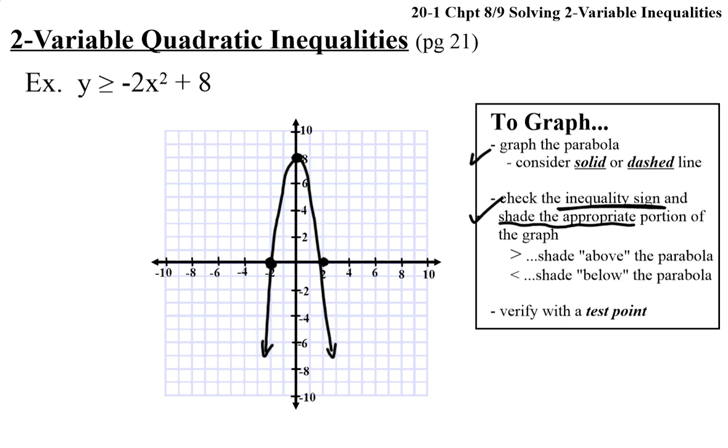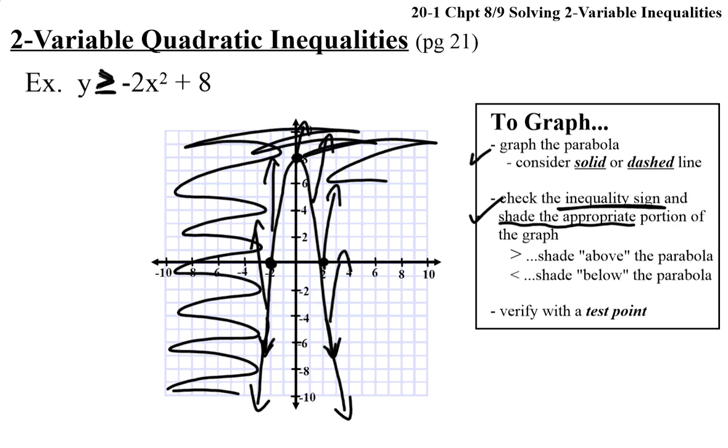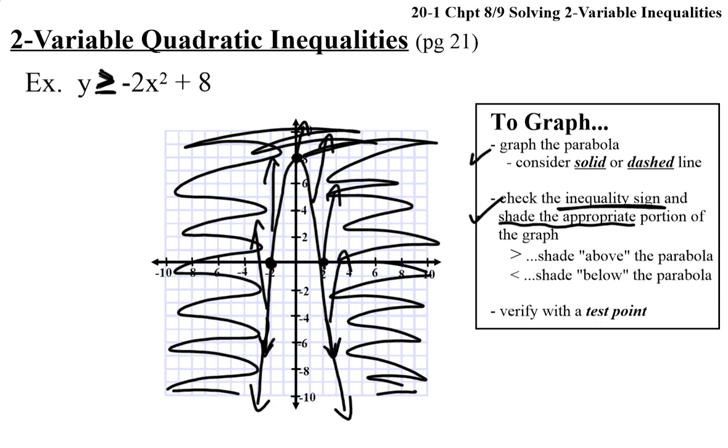Step 2. We want y greater than or equal to. Well, I did a solid line, which is good because it's equal to, and y is greater than. Greater than means everything above. So all of these points above are part of the solution. So if I extended these down a little bit, all this area here is part of the solution. Those are the y values greater than or equal to negative 2x squared plus 8.